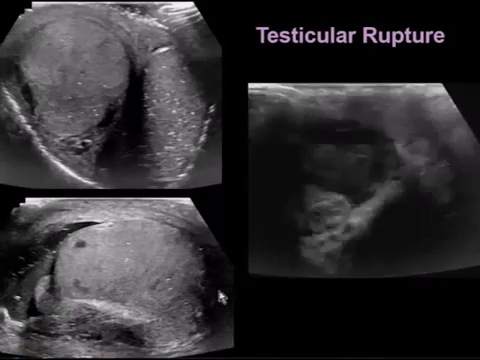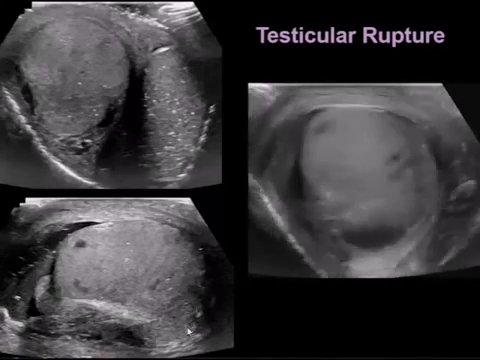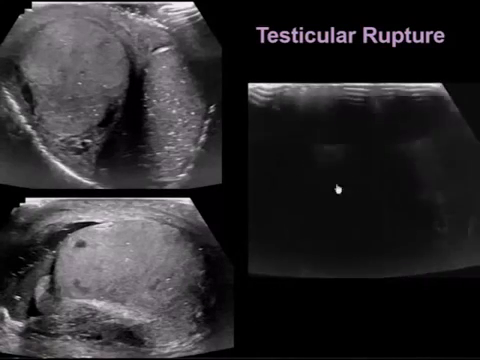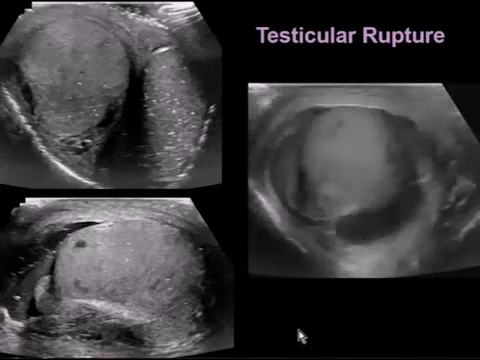When we look longitudinally, we see disruption of the posterior lower pole of the testicle with protrusion of some of the testicular parenchyma. And then if we look at the clip, we can see that region of extruded parenchyma through the defect in the tunica.